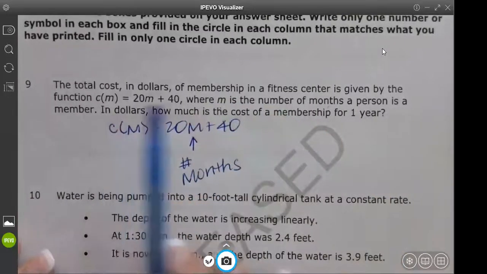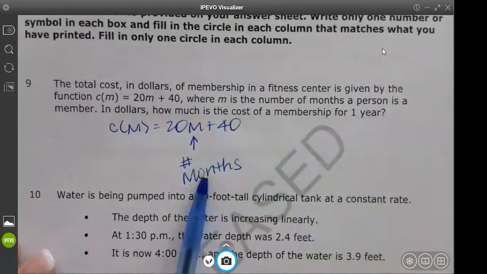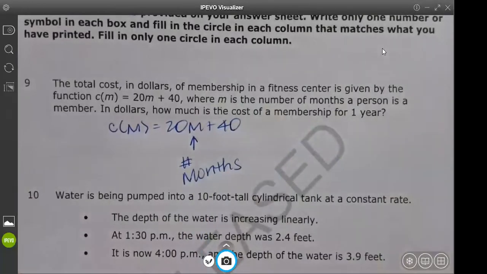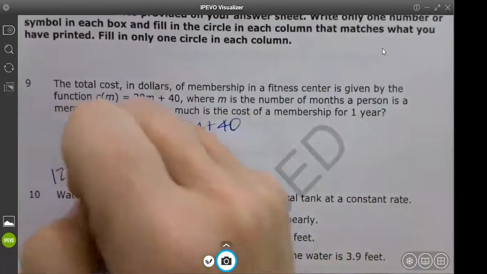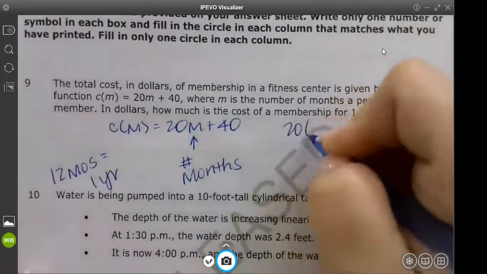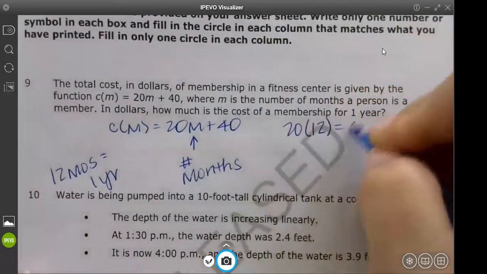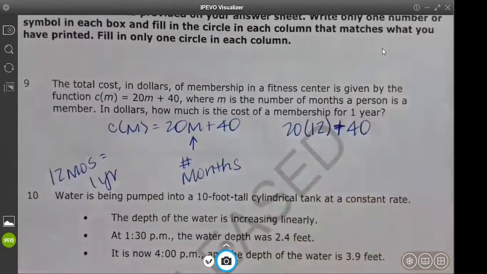In dollars, how much is the cost of a membership for 1 year? It's not in years. What's it in? Months. How many months are in a year? Okay, so 12 months equals 1 year. So we're going to do 20 times 12, plus 40.